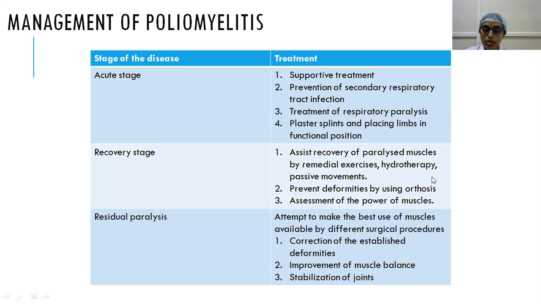So in that situation, we have to correct the established deformities and improve the muscular balance, and the joints should be stabilized. If there are any flail joints, they should be stabilized. So these are all the different challenges which we should face in residual paralysis. So when you are given a question of post-polio residual paralysis, you have to write the definition of post-polio residual paralysis and then the different challenges which we are going to face and the treatment for the corresponding challenges.